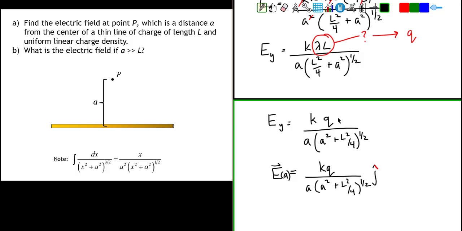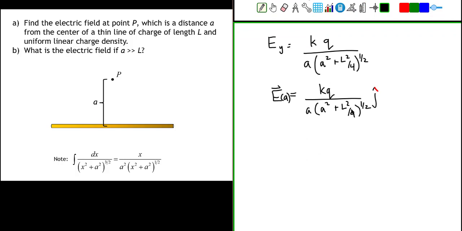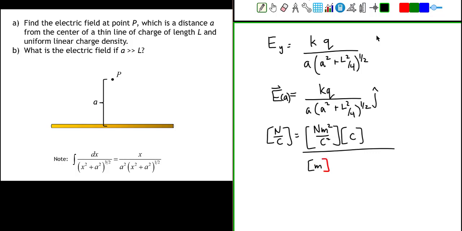Oh, that's great. That's awesome. Now, before we box our answer, let's just do a quick unit check to see if at least the units work out. Because if the units don't work out, we know we made a mistake somewhere. So the units of the electric field is a Newton per Coulomb. The unit of the Coulomb constant is the Newton meter squared per Coulomb squared. Charge Q has units of coulombs. A has units of meters. Inside the square root, we have an A squared and an L squared. So that's a meter squared, and that's in a square root.